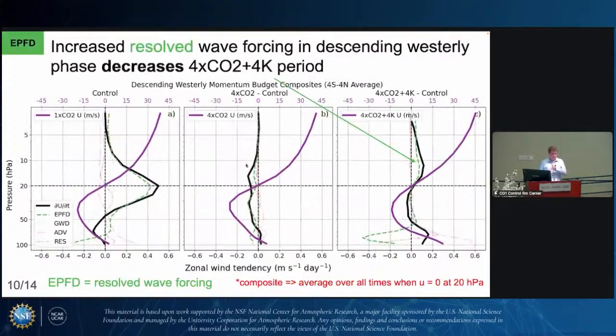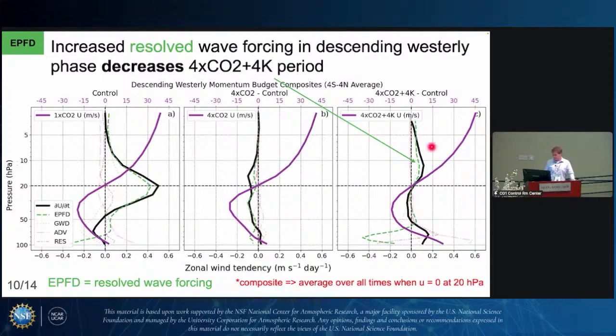And so, of course, we can plot all of these terms in the QBO region. And so I've done that here just for the total tendency and the resolved wave tendency, or EPFD, specifically for the descending westerly phase of the QBO. So you can see by this solid purple line here, we have westerly winds overlying easterly winds centered at 20 hectopascal. And in this rightmost panel here, we have a difference plot between 4CO2 4K and the control simulation.